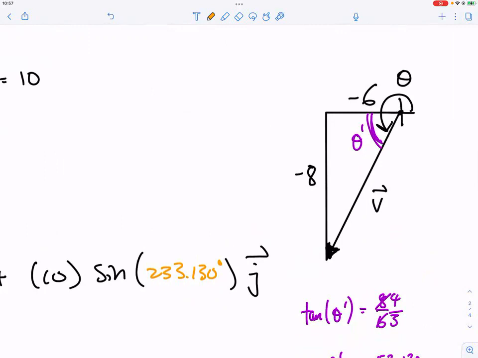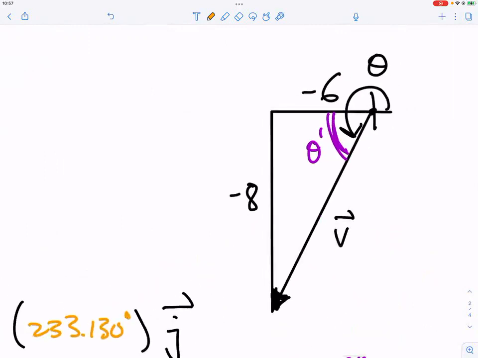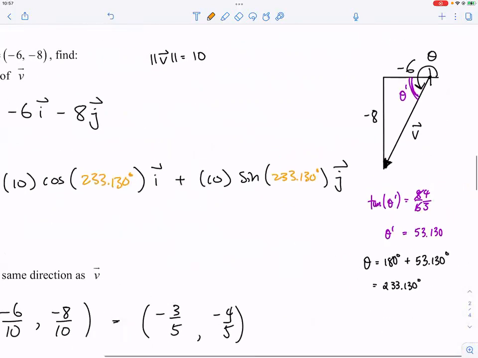And when I do the triangle, I don't really care about the sign. Even though for this case the negatives would get canceled out, we don't really care about the sign because we just care about the angle itself, the angle of the triangle. So in this case, it will be 180 degrees plus the theta prime to get us the actual theta.